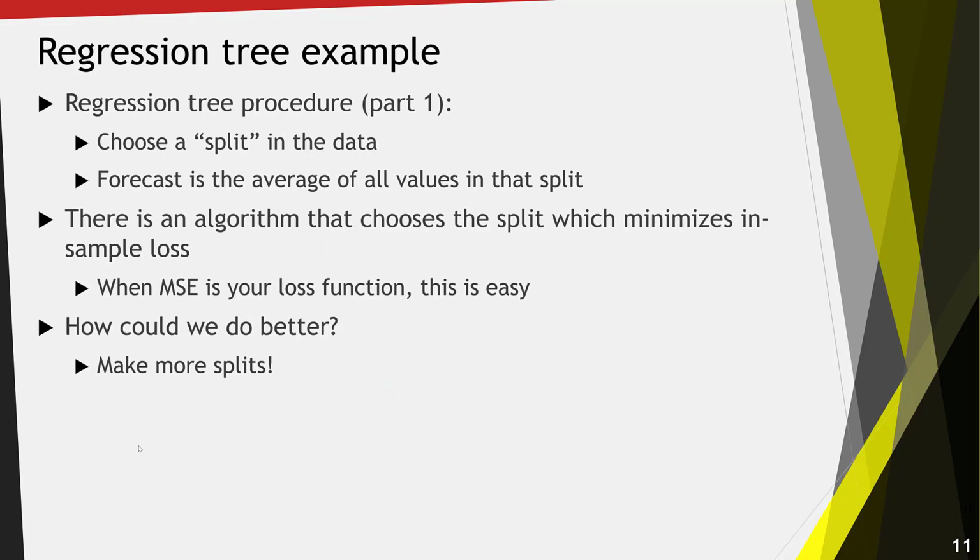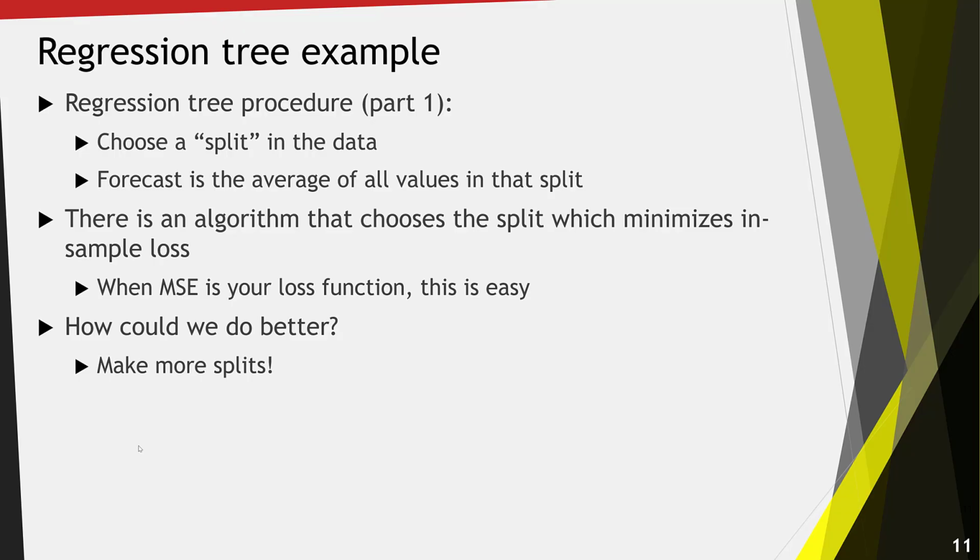Regression trees are a bit more complicated than just this one division of your data, but there's a simple procedure for training these models. You take all of your data, and you choose a split in the data. You select one feature, and you choose a point. All of the observations with values of that feature that are larger than that split, you place in one leaf, and all the observations with smaller values, you place in the other leaf. Your forecast is the average value of the label for all of the observations in that leaf.